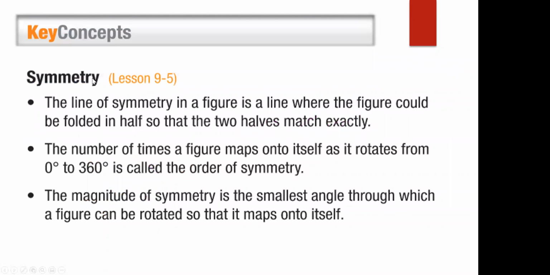Next problem. Our next section talks about symmetry, and it says the line of symmetry in a figure is a line where the figure could be folded in half so that the two halves match exactly. And the number of times a figure maps onto itself as it rotates from 0 to 360 is called the order of symmetry. And the magnitude of symmetry is the smallest angle through which a figure can be rotated so that it maps onto itself.